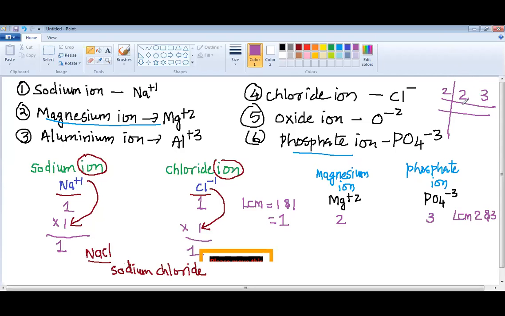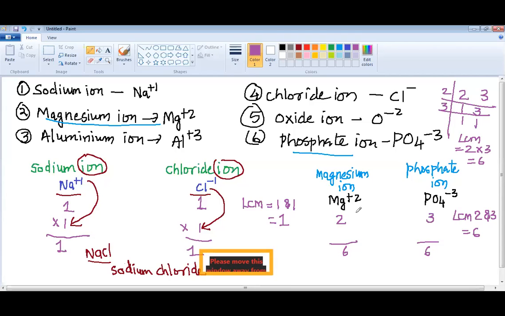So by 2 we get 1 and 3. By 3 we get 1 and 1. So LCM is equal to 2 multiplied by 3, that is 6. So here, my dear students, LCM of 2 and 3 is equal to 6. So we will leave some gap and we'll write here 6.